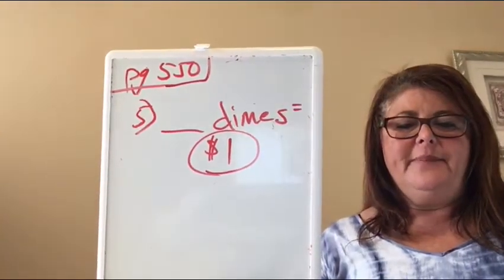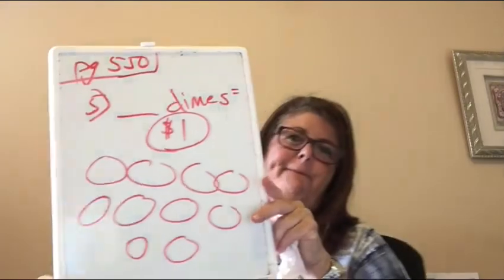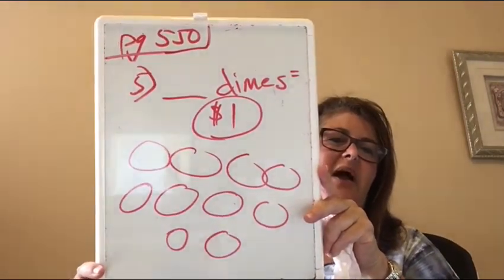Let's move on. How many dimes are in $1? You all should know this one. Page 550, number 5. How many dimes are in $1? How many dimes equals $1? Well, you know what I'm going to do? I'm going to draw my circles. Let's draw my dimes. 10, 20, 30, 40, 50, 60, 70, 80, 90, 100. How many dimes did I draw? That's how many dimes you need to make $1.